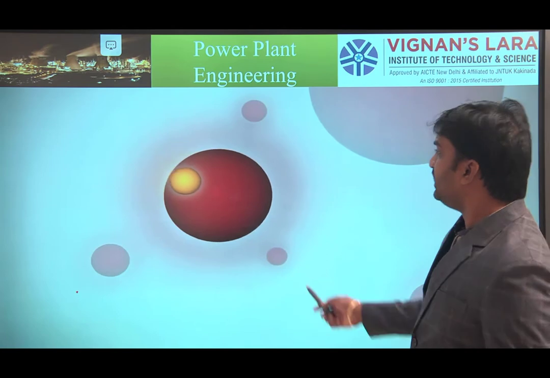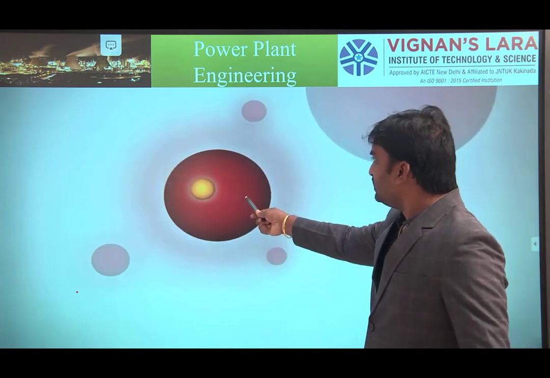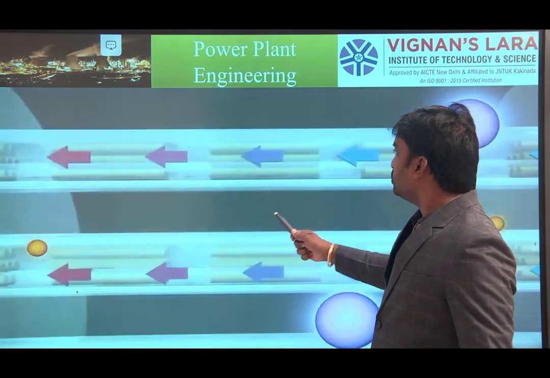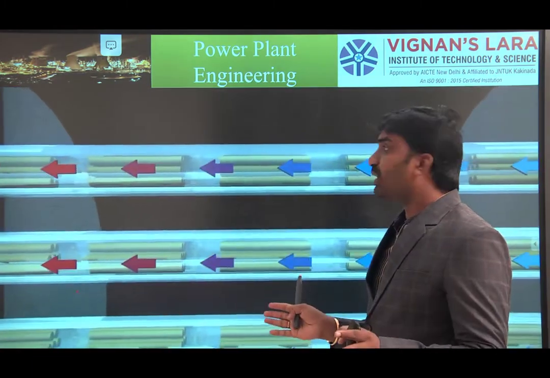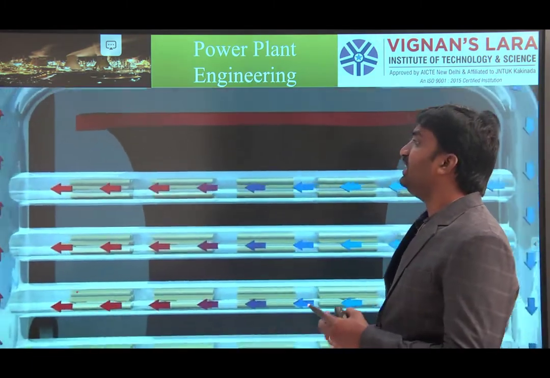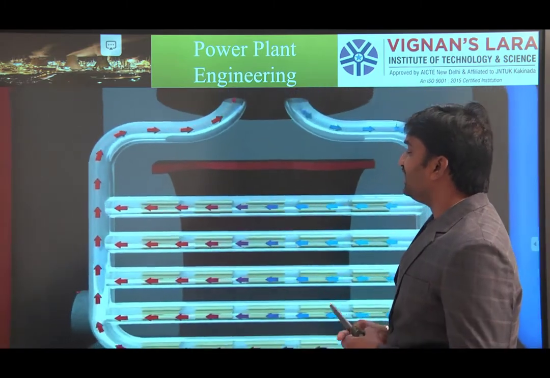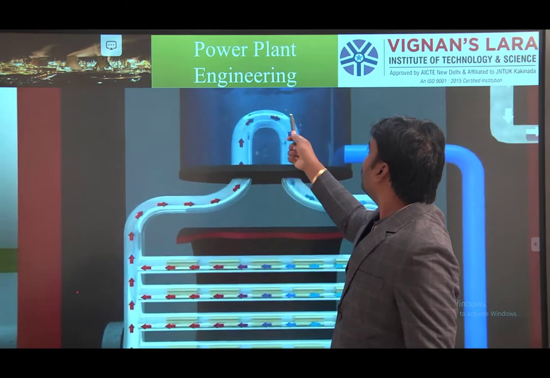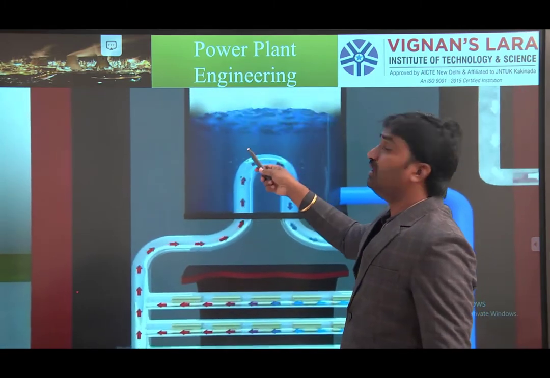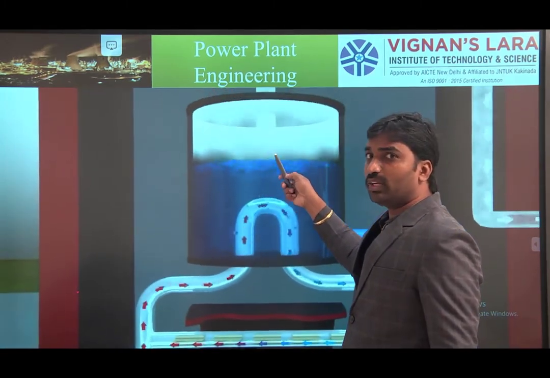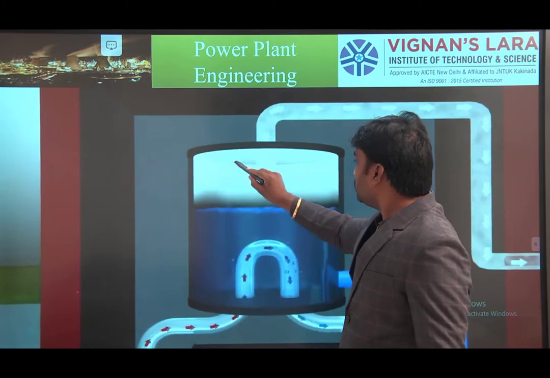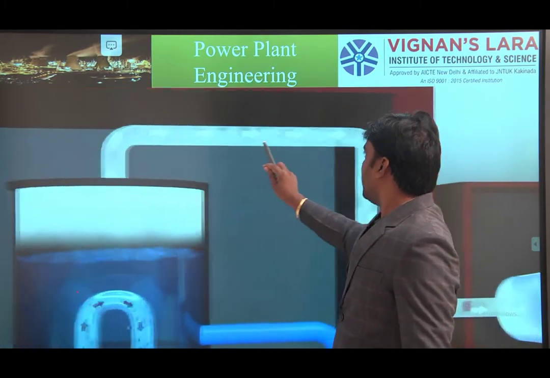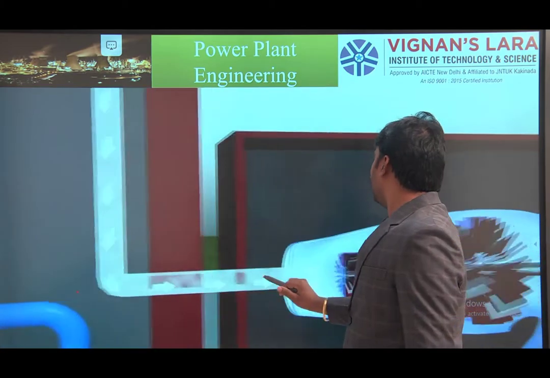So here, see here. This is the neutron, and this is the atom. When the neutron strikes an atom, it splits into smaller atoms. So that gives heat energy. So what can we do with heat energy? That heat energy is used to convert water into steam. Okay. So this is the boiler part, and here the water is converted into steam. That converted steam flows onto the turbine.